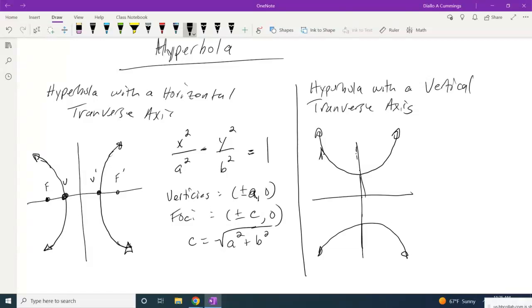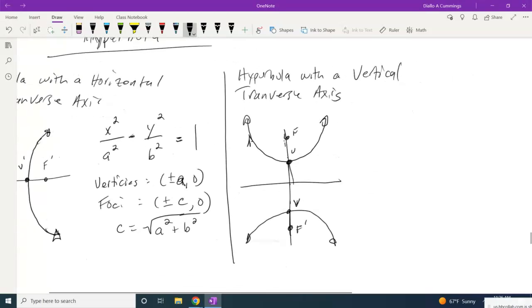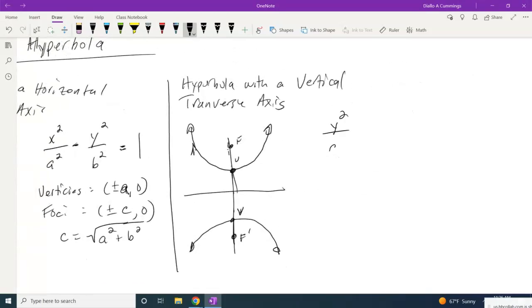So here again, we have a vertical transverse axis. So the vertices and the foci are located along that axis. Dealing with this model form, we have y squared over a squared minus x squared over b squared equal to 1.